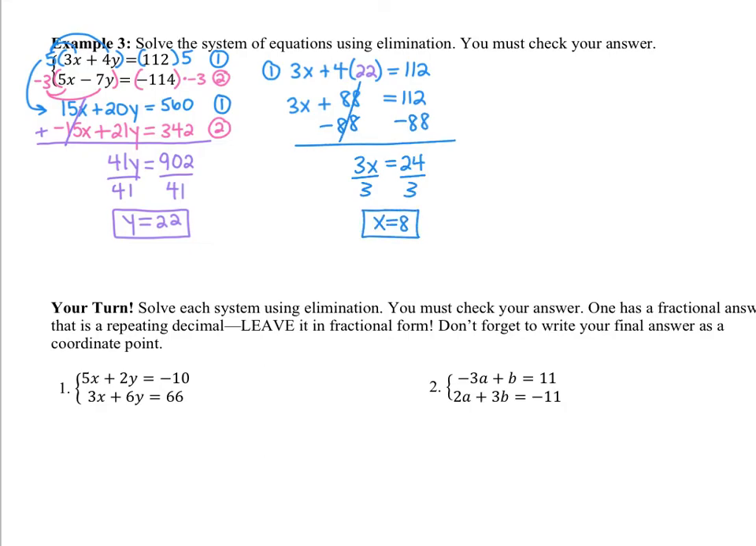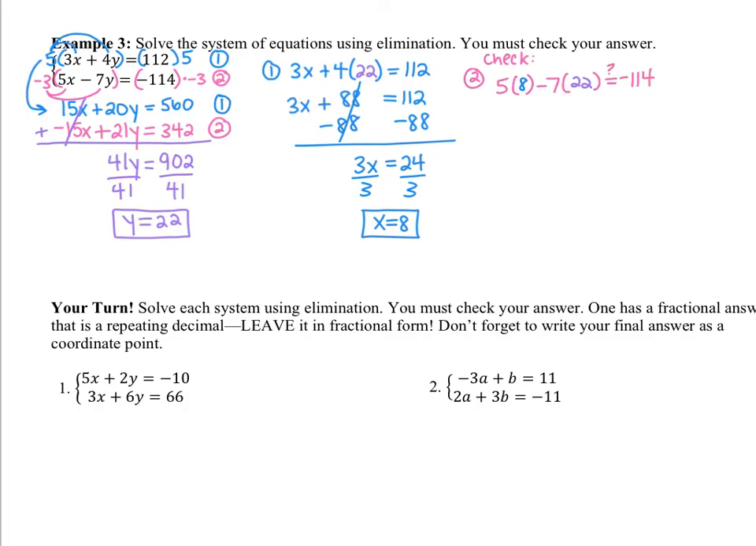Our final step is to check our answer. Since I used equation number 1 to solve for the second variable, I know that 8, 22 works in equation number 1, so you have to check your answer in equation number 2. So when we check, we're going to do 5 times x, but instead of x, we're going to put 8 because that's what we're saying x is equal to. Minus 7y, so minus 7 times our y, which is 22. And is that really equal to negative 114?